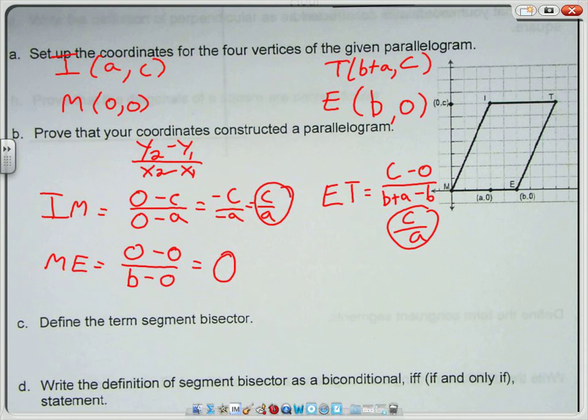Let's do the last one, I to T. The y value for T is C, minus I's y value, C, over T's x value, B plus A, minus I's x value, A. What's C minus C? 0. So the whole thing should be 0. I'm going to leave the rest to you.